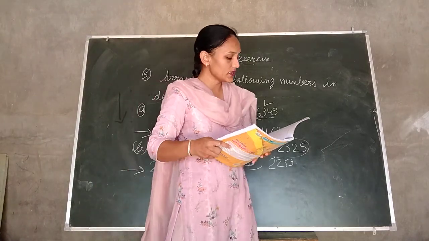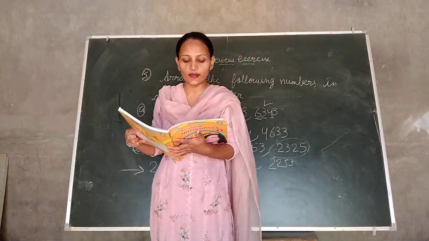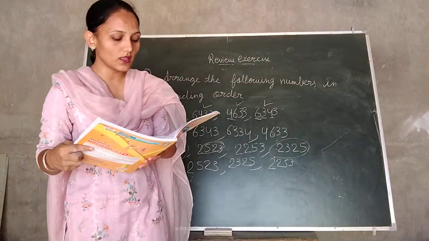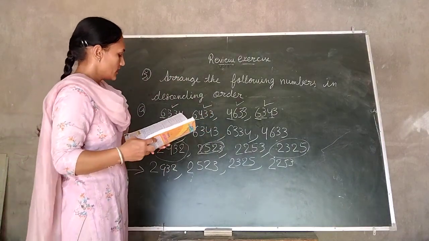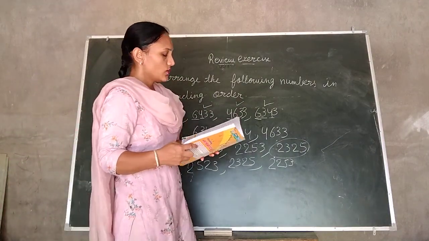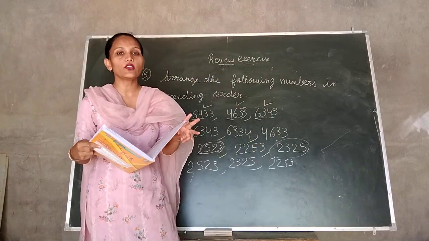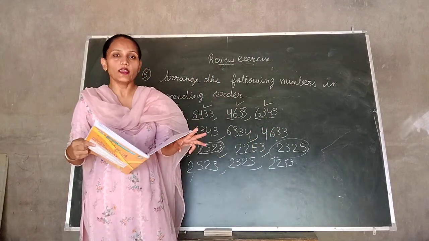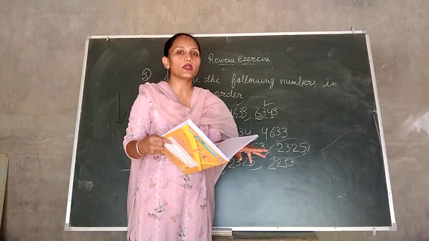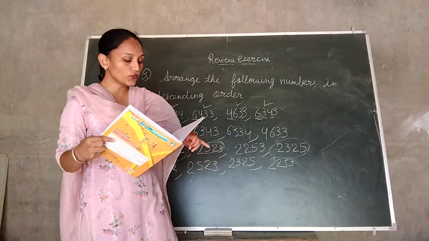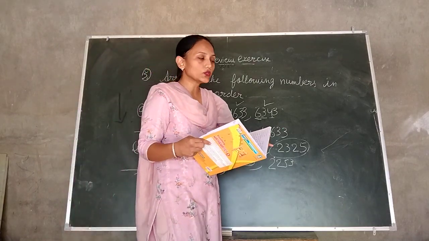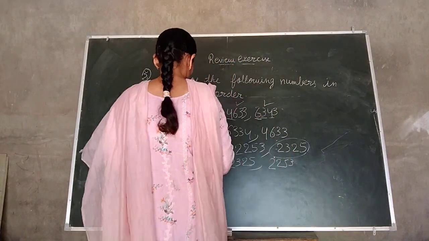Next question 6. Form the smallest and greatest 4-digit number using the given digits. Now we have given 4 digits in first sum, and in second sum we have given 3 digits. And what we have to do, we have to make the smallest and greatest 4-digit number by using these digits.